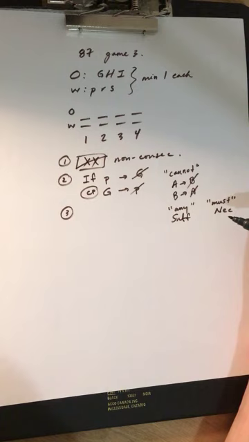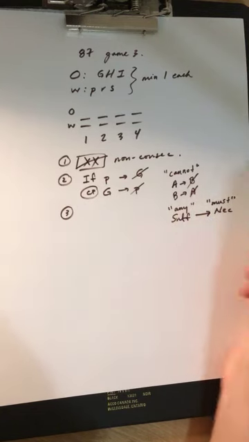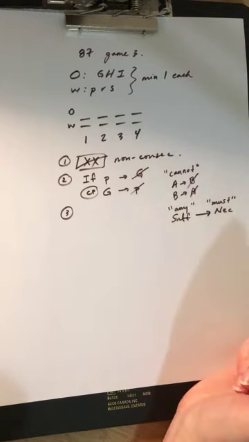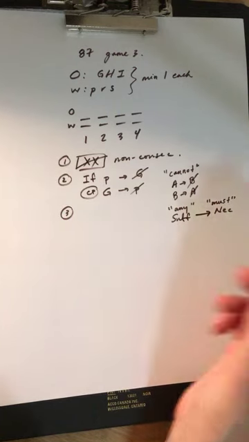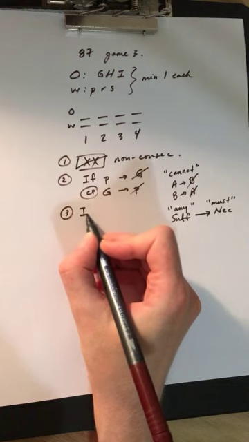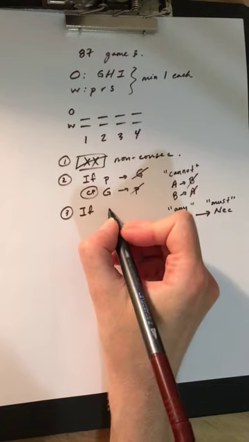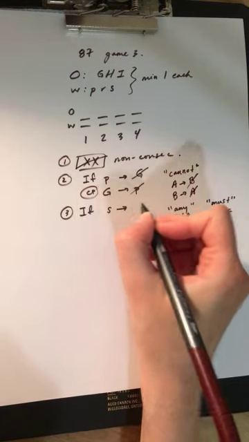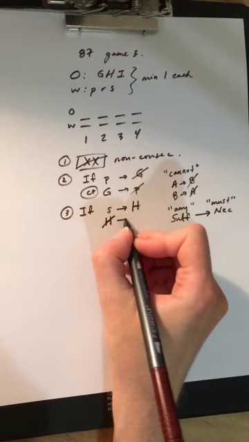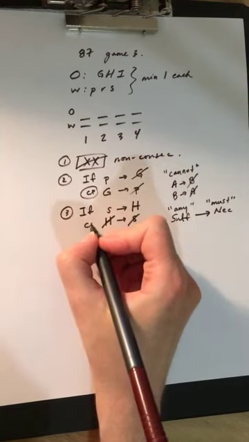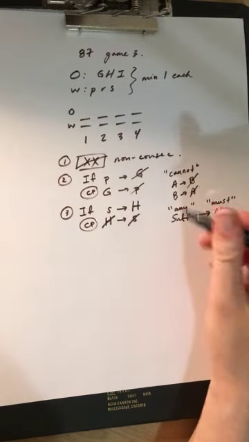H must be shown when sales is shown, if sales is shown. So if we know the sufficient condition, then we can infer the necessary condition. So if S, then H. If not H, then not S. That's our contrapositive. We flip and negate.